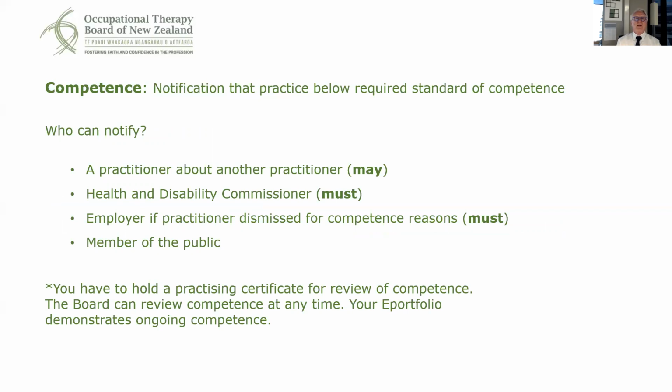Competence. Notifications that practice is below the required standard of competence. So who can notify in this particular instance? Practitioner A can complain about the competence of practitioner B, and the Act says that they may notify us if this is the case. Practitioner A thinks that practitioner B is practicing below the required standard of competence. They may, if they want to, let us know. The Health and Disability Commissioner must tell us that there is an issue of competence with a practitioner. Employer, if a practitioner is dismissed for competence reasons, they must notify us, and of course a member of the public can let us know that there is a competency issue with a practitioner.